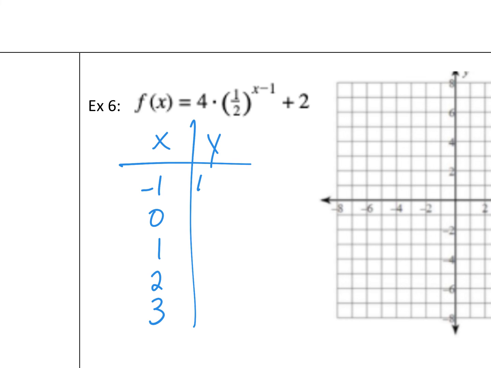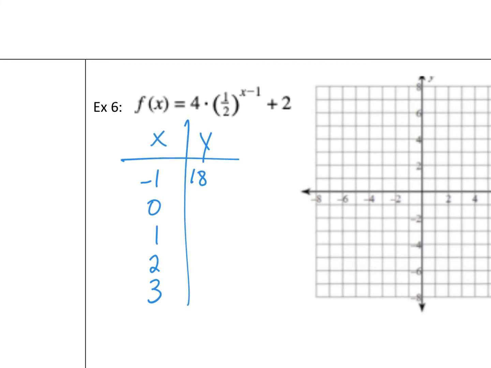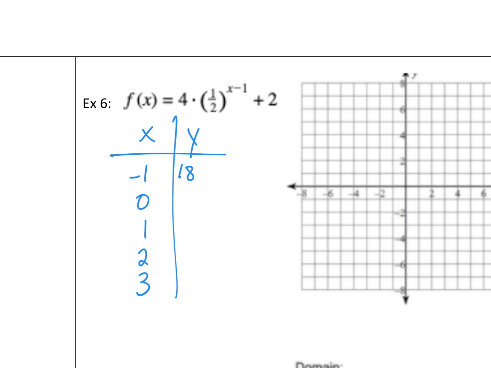So we should get 18 when we plug in -1. When you type that in, 4 (1/2) ^ (-1 - 1) + 2, you should get 18. When you change that to a 0, you should get 10. When you put a 1, you should get 6. When you put a 2, 4, and when it becomes 3, 3.